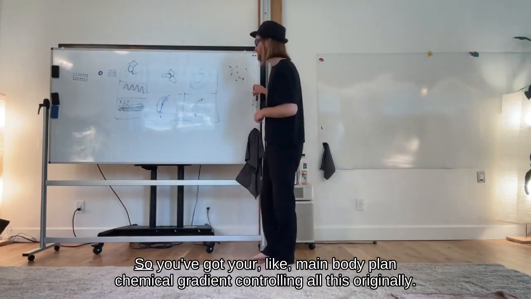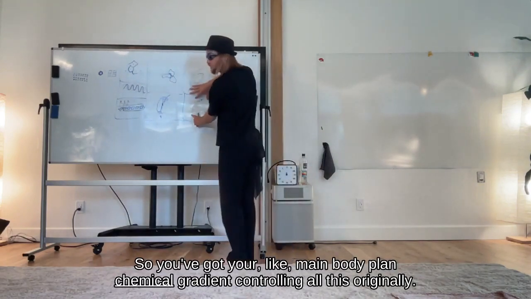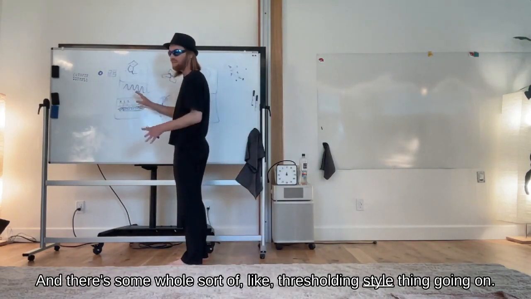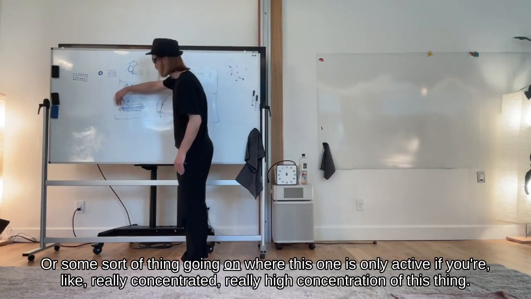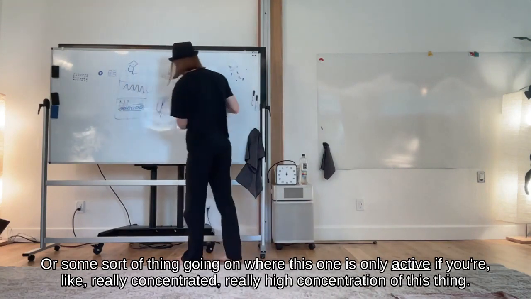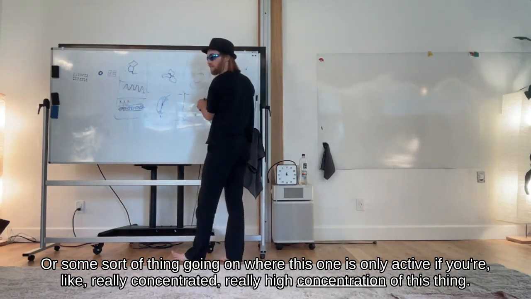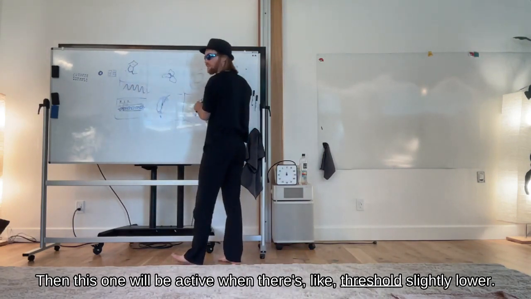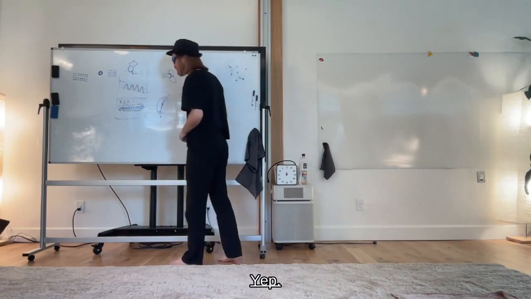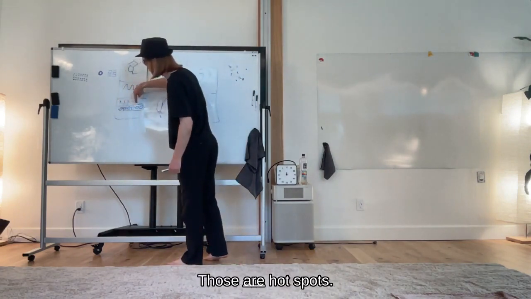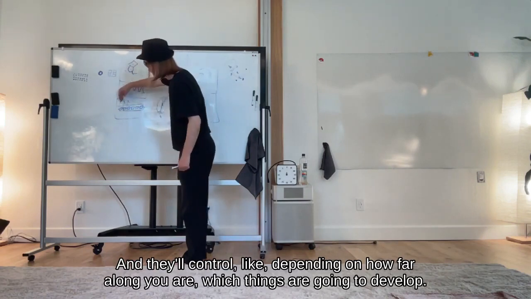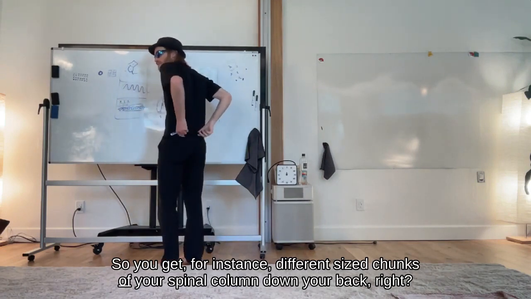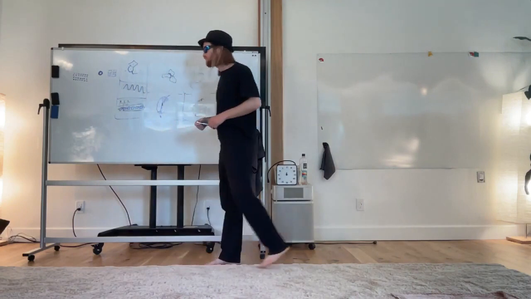So you've got your main body plan chemical gradient controlling all this originally. And there's some thresholding going on, where this one is only active if you have a really high concentration of this thing. Then this one will be active at a threshold slightly lower, and so on down the line. Those are Hox genes, and depending on how far along you are, they control which things develop. So you get, for instance, different size chunks of your spinal column down your back, right?